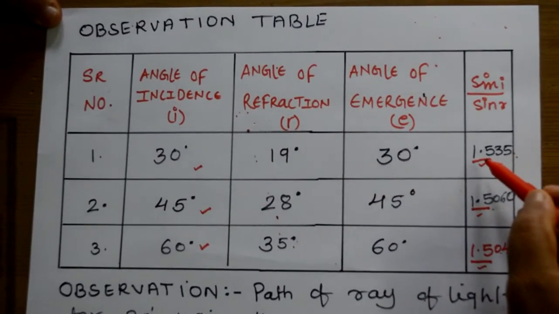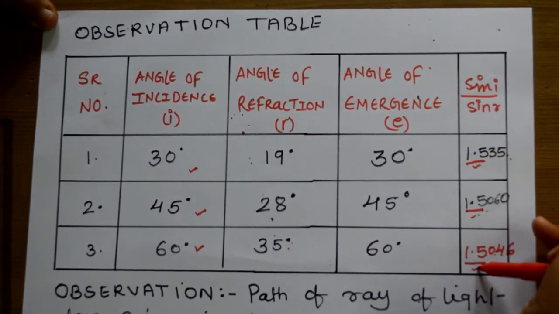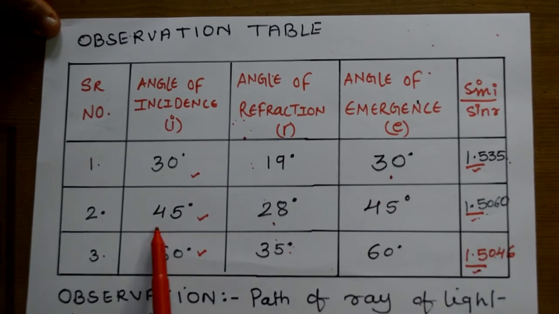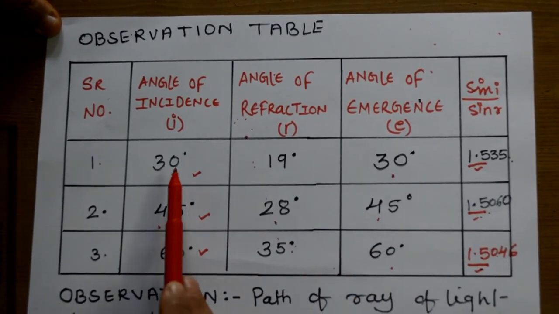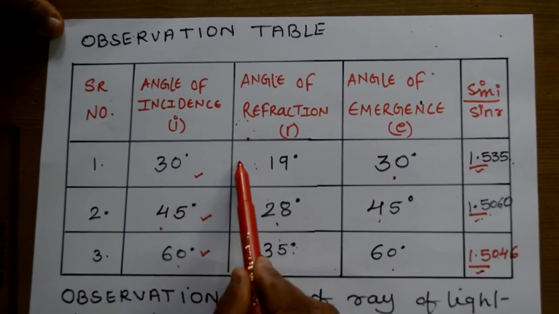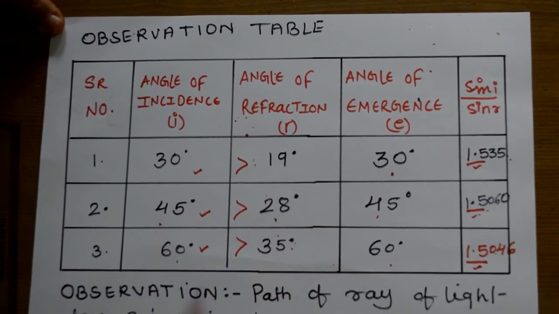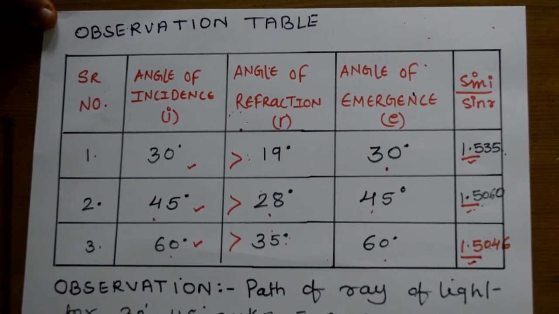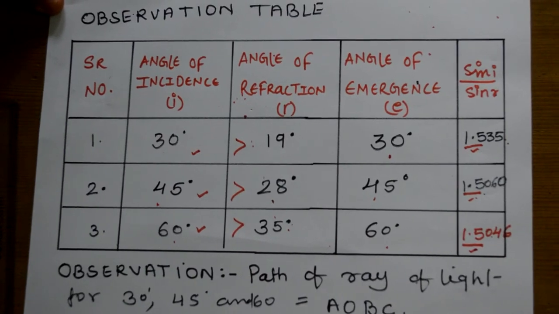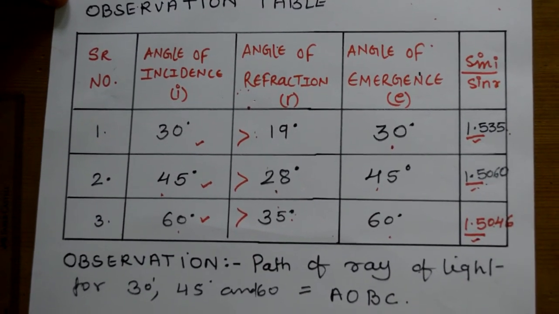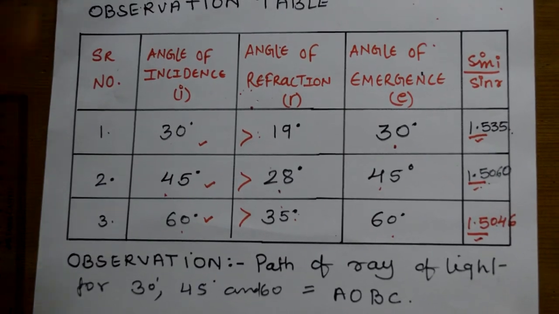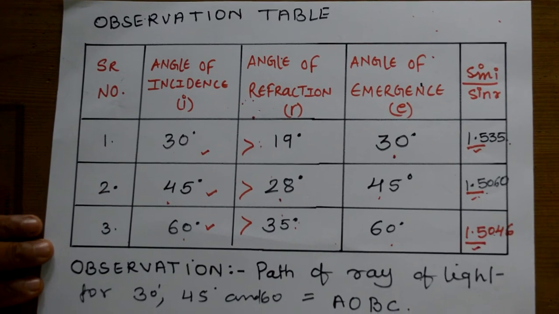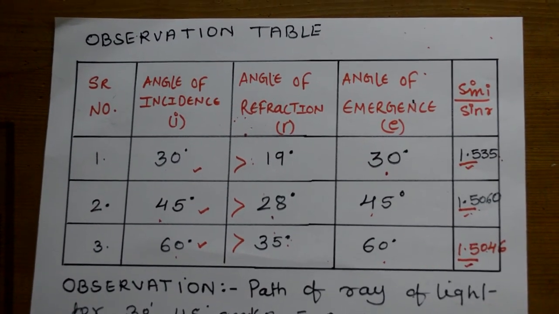Finally, in conclusion, sin I upon sin R is constant. The angle of incidence is equal to the angle of emergence in each case. The angle of incidence is greater than the angle of refraction. And AOBC is the path of the light ray when it is traveling from air to glass and from glass to air. I hope children this video will be very helpful for you to understand the concept of verification of laws of refraction. Thank you children.